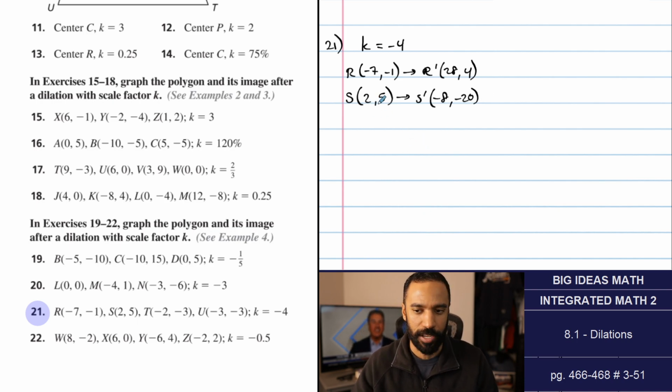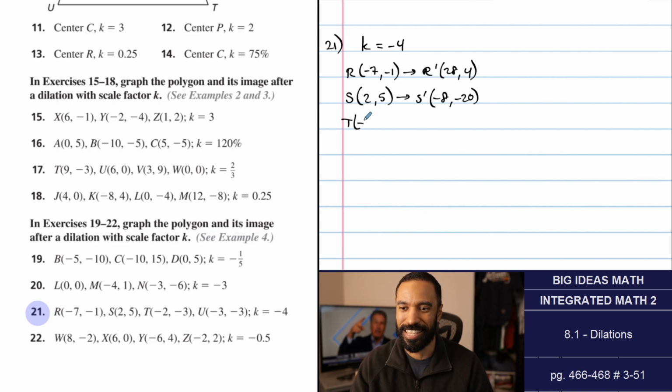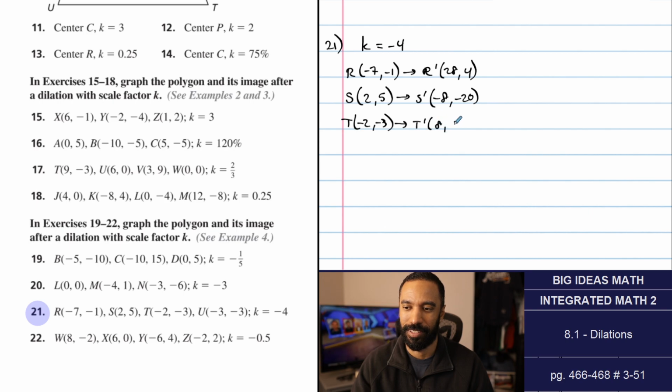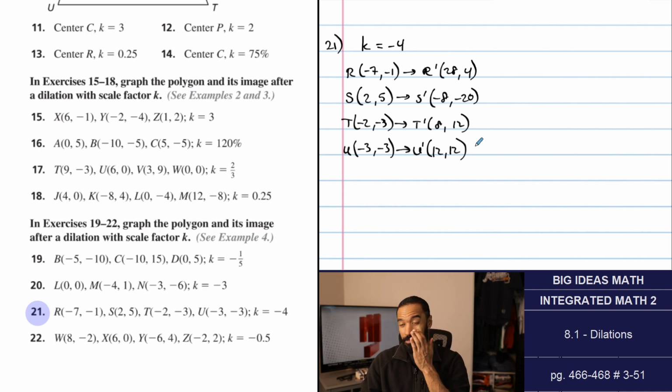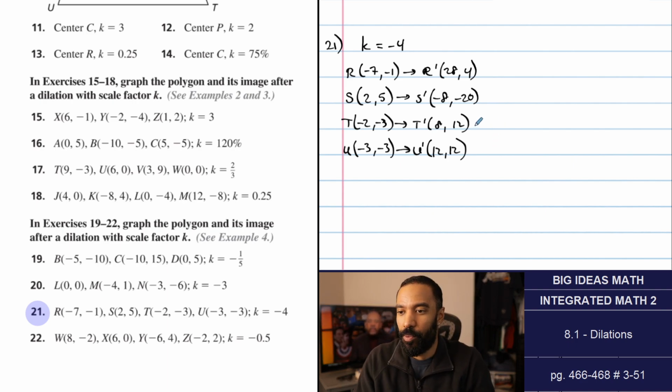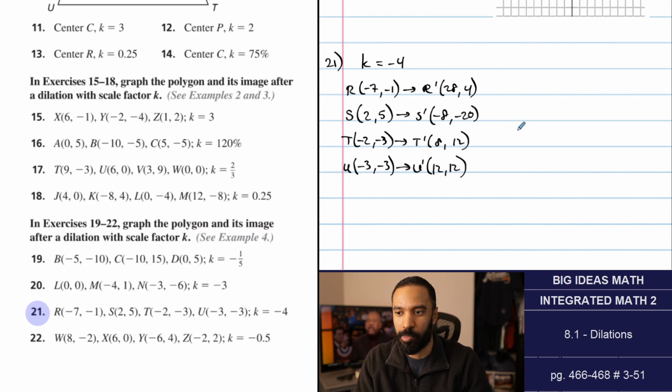Oh, yeah. Big stuff. T is at -2, -3. T prime is at 8, 12. And U at -3, -3, and U prime is 12, 12. Here's my concern with this one. We have to go to 28, which is pretty far off from the thing. I could go by multiples of 3, but then it's going to be weird to put numbers that aren't multiples of 3 in their place.